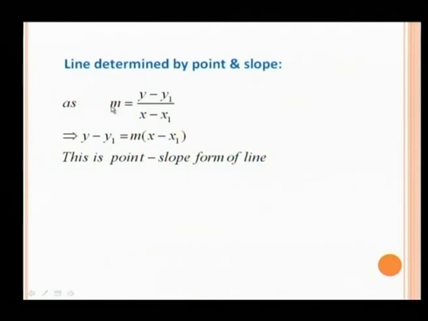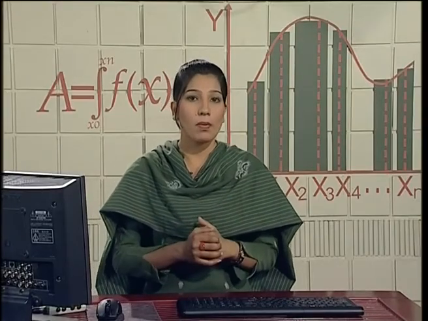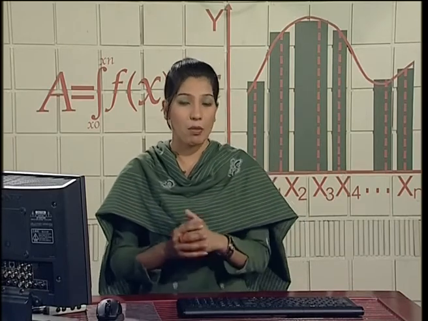We have studied the formula for slope, which is y minus y1 divided by x minus x1, and if we consider the point as x1 and y1, then the line equation or line determined by point and slope would be equal to y minus y1 is equal to m into x minus x1, which is the point slope form of a line. You can better understand the point slope form of a line with the help of a numerical example which is on the screen.